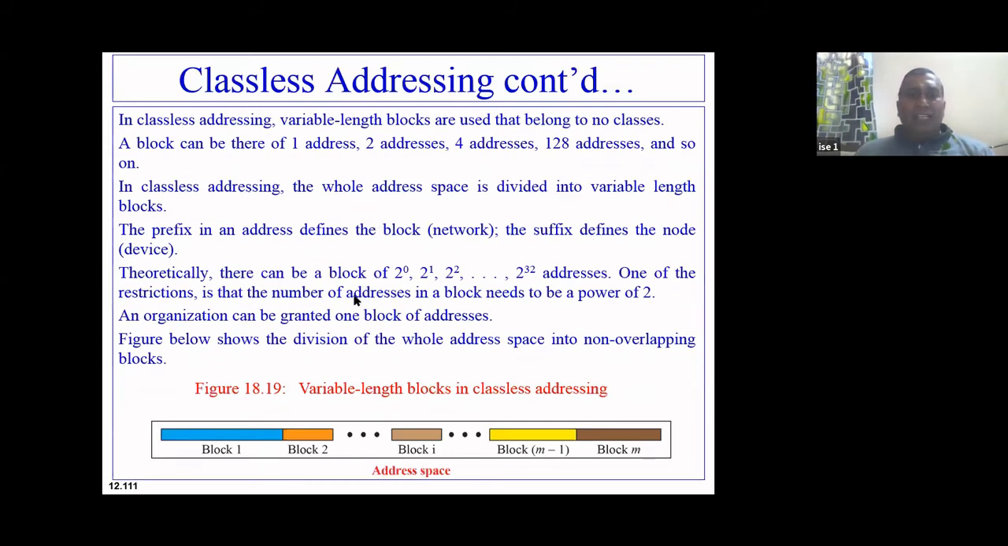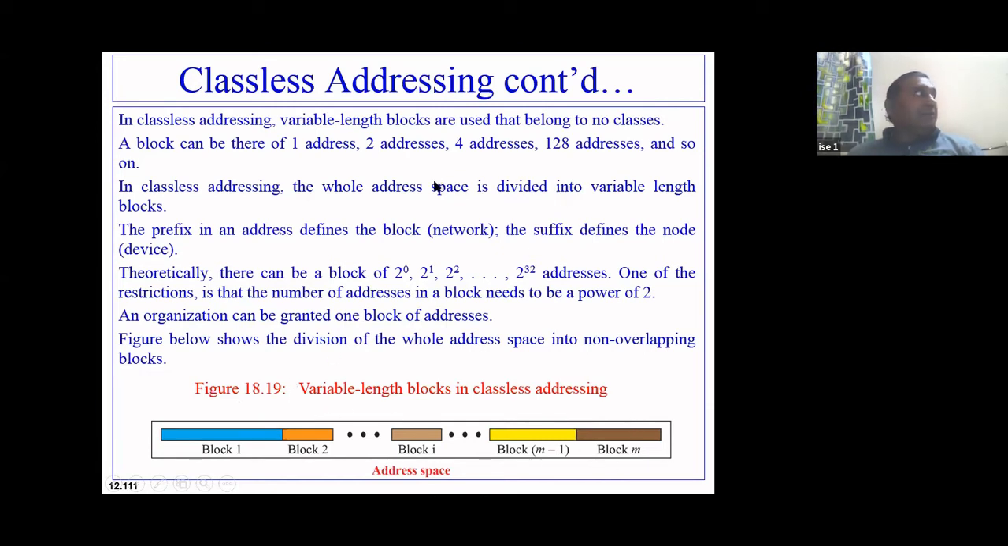So how do I define this? Here variable length blocks are used for classless addressing. It could be 1 address, 2 addresses, 4 addresses, 128 addresses, so 2 to the power 0, 2 to the power 1, 2 to the power 2, up to 2 to the power 32. So this is block 1, block 2, block 3, and so on, up to block M of the address space.